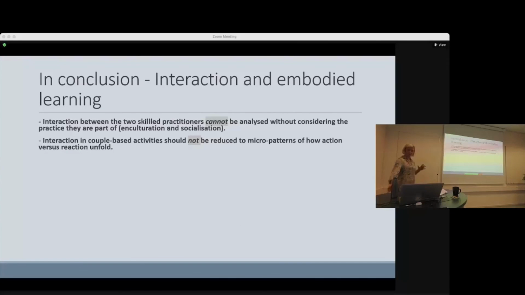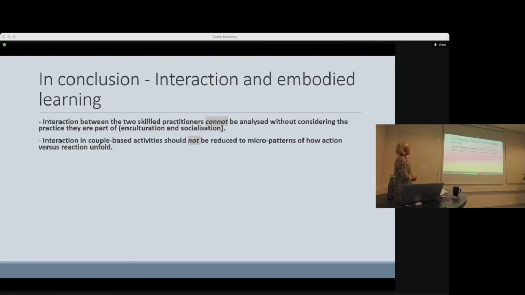And then this is more open-ended, so there are a few more words here. Interaction between the two skilled practitioners cannot be analyzed without considering the practice they are part of. That is my first point here. I hope I've convinced you by the thick description also. So there's an enculturation and socialization which is part of the practice between the two training aikido. You can't ignore that, you won't get the practice as such.